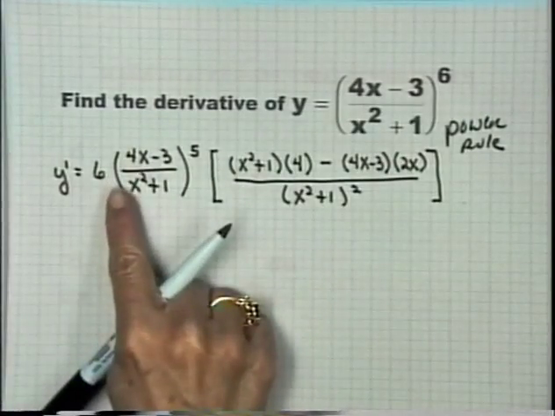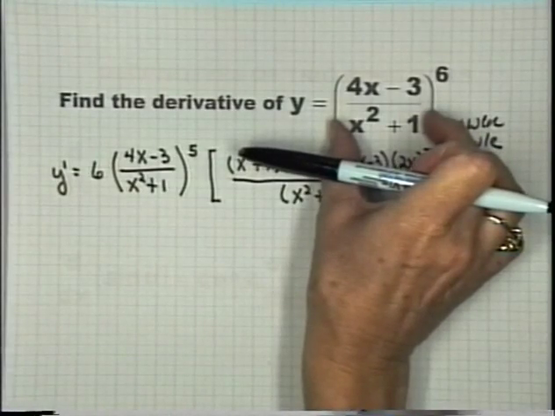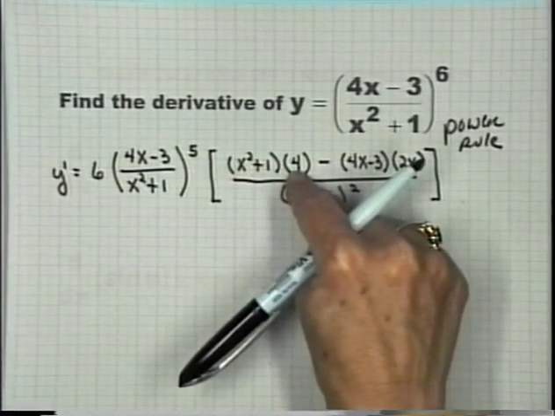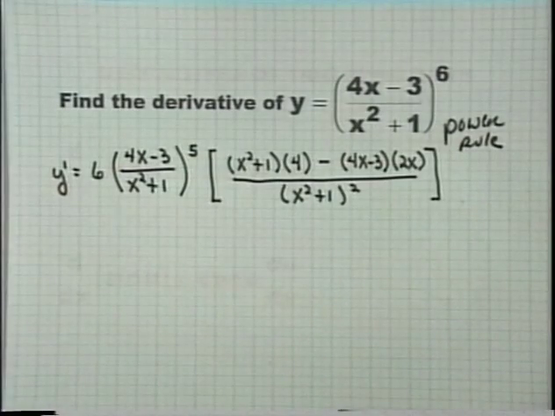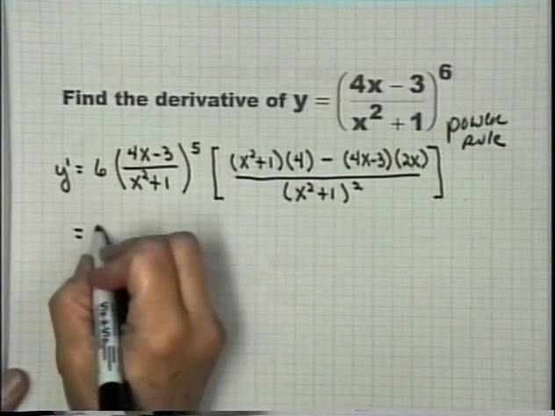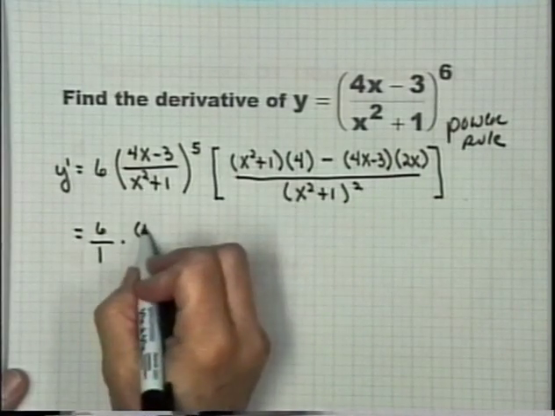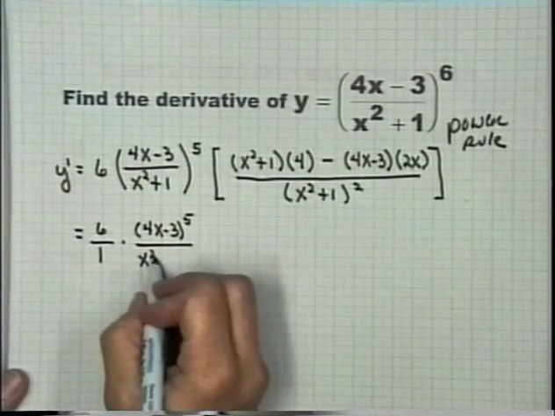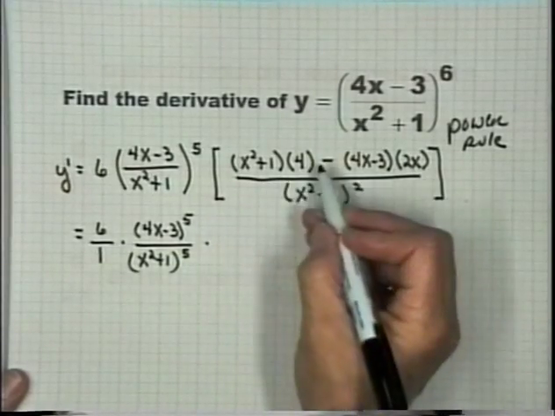Power rule, 6 came down, my quantity is reduced to power. Then go inside because of the chain rule. It's a quotient. Denominator, derivative of numerator, minus numerator, derivative of denominator, over denominator squared. Now, we have finished our derivative and we're ready to simplify. So I'm going to write my 6 as 6 over 1. And I'm going to choose to split this up now as 4x minus 3 to the 5th over x squared plus 1 to the 5th. And then we're going to do some simplifying on this part.